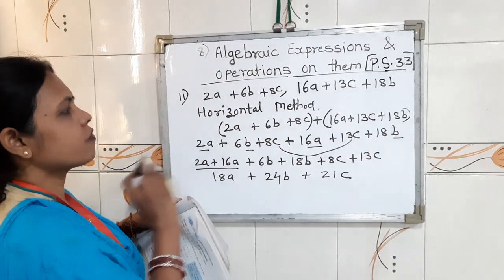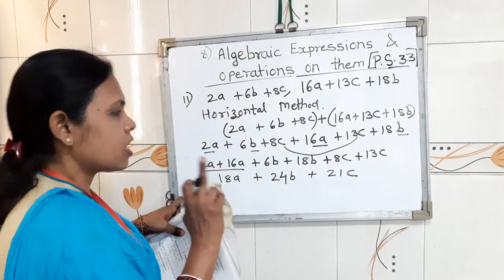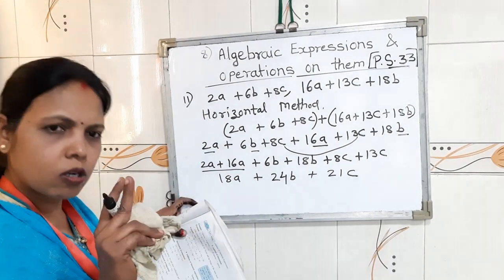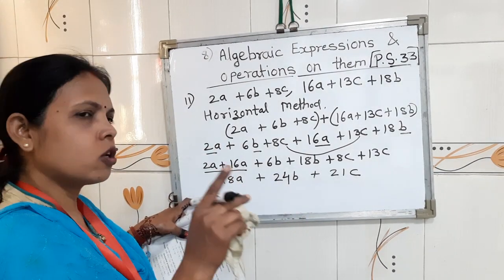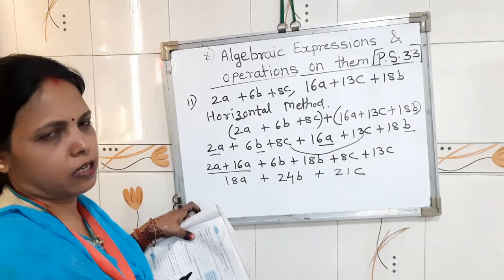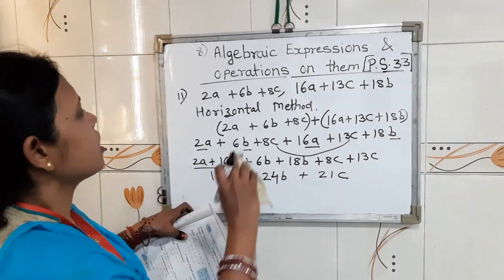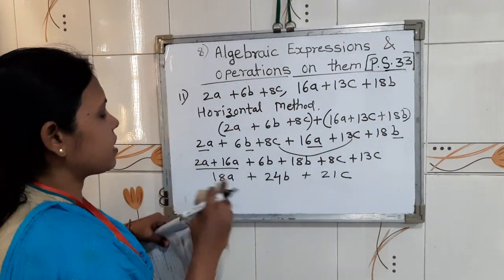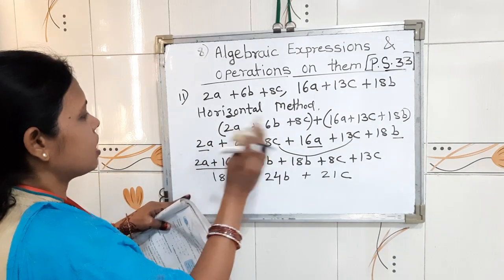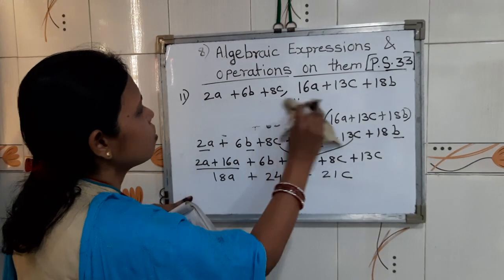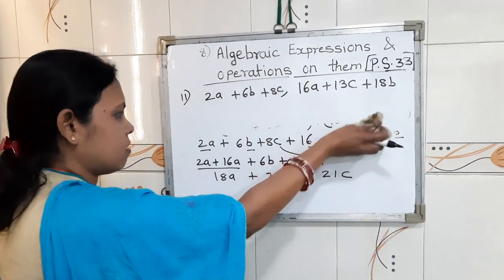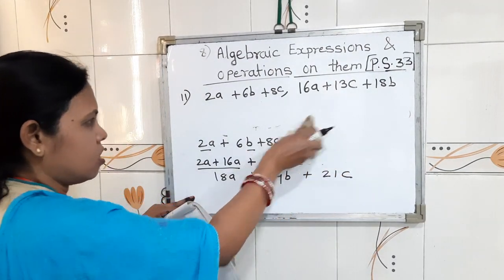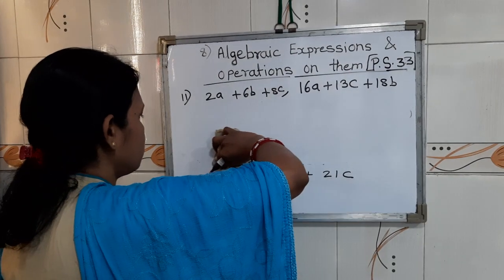Now we will see the vertical method. First we will rough out this horizontal method. When you do both methods, in both methods your answer will be the same. So children, here we have completed the horizontal method. Our answer is this one. Let's see the vertical method. I am not going to rough out the answer, only the solved question I am going to rough out.